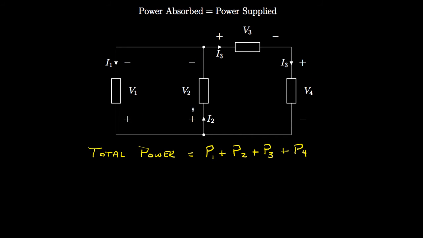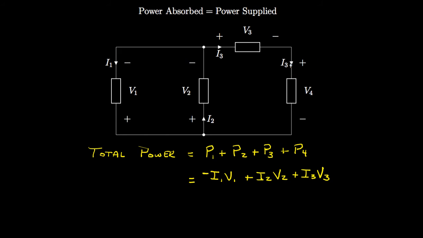And if I wanted to be more specific in terms of the voltages and currents that are involved, this would be negative I1 V1, since the current reference is into the negative reference for the voltage. For the second element, the current reference is into the positive, so that would be plus I2 V2. For the third element, the current reference is into the positive reference, so that would be plus I3 V3. And for the fourth element, the current reference is into the positive.